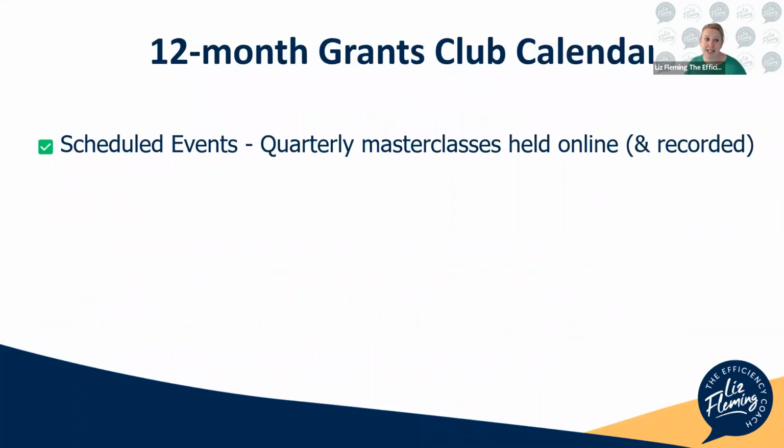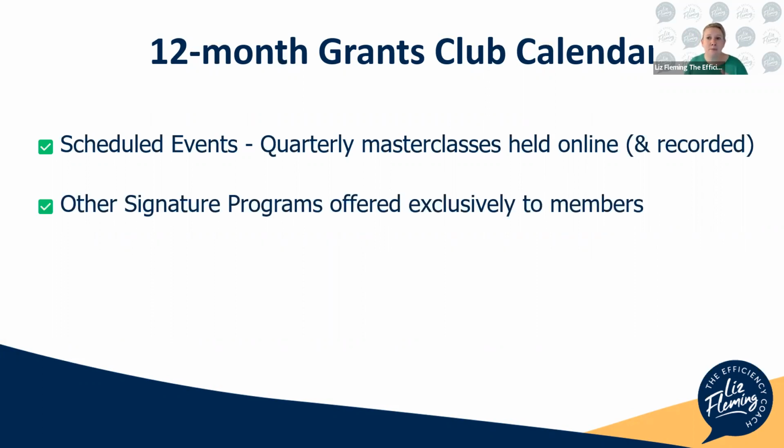So there's a 12-month calendar with scheduled events, so quarterly masterclasses, and there's one coming up in November, which is the enhanced version of this webinar where we go into greater detail on how to write them, the do's and don'ts, what I've seen. We'll use real life examples. We'll go through ones that have been successful, ones that haven't been successful in terms of what we could do better, and the feedback that we've received. There will be signature programs offered exclusively to members of the Grants Club as well, around strategy, growing your business, and how you can improve those things.